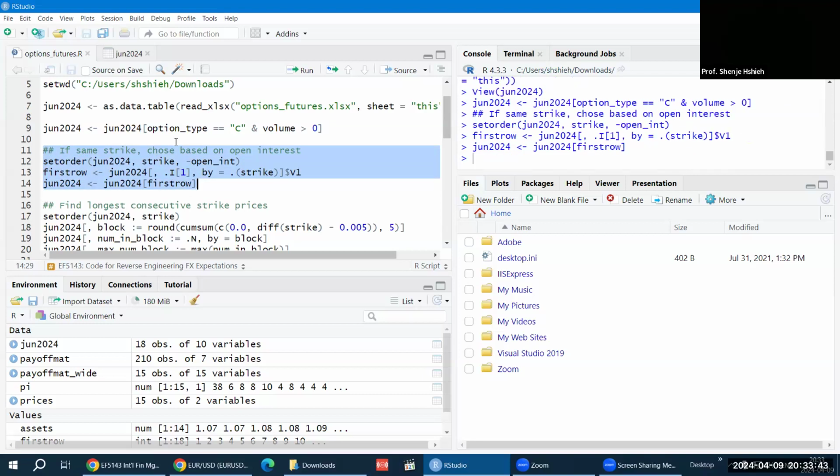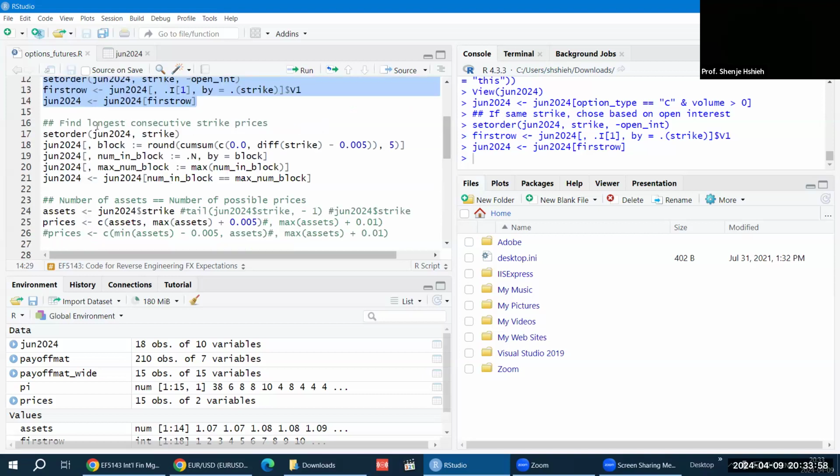This doesn't matter because I'm only doing call options. This is only relevant if there are two of the same strikes, in which case you choose the option with the most open interest. It doesn't do anything here because I'm only working with call options.